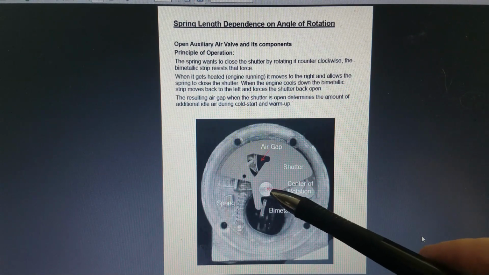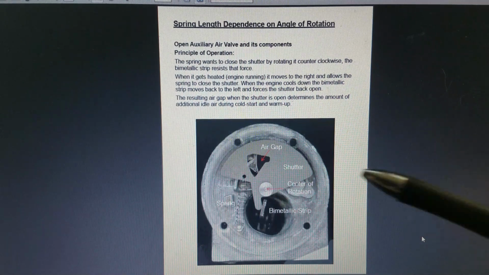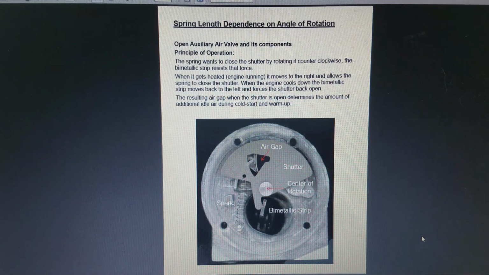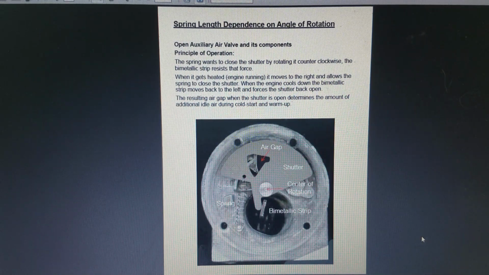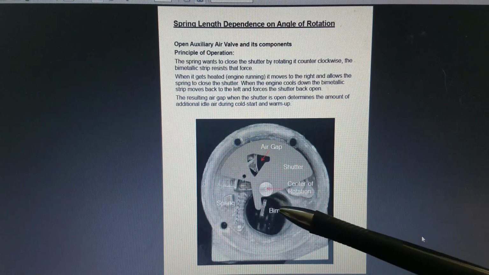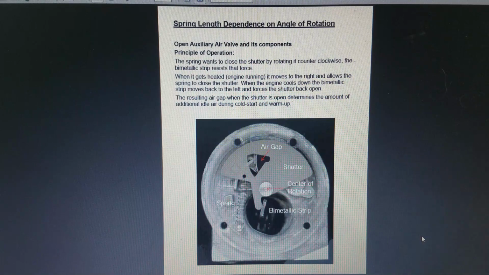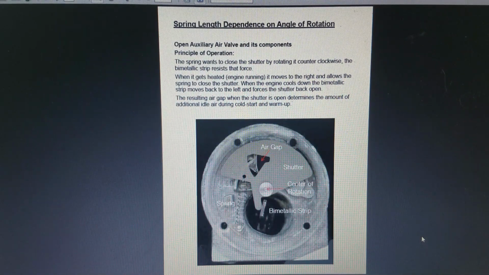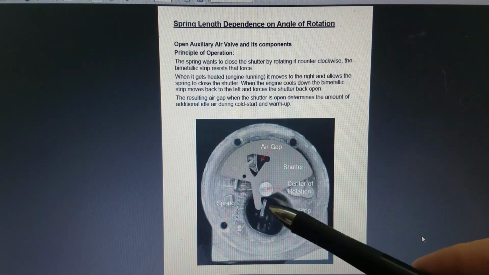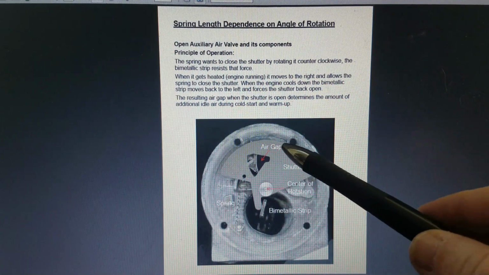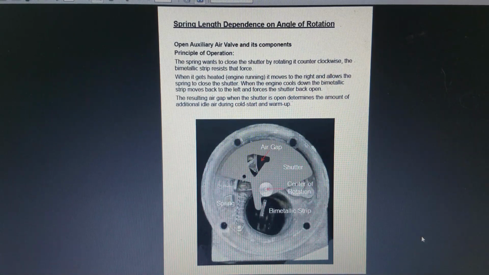This is the center of rotation. Then we have a spring here that tries to pull the shutter closed, and down here we have a bimetallic strip that pushes in this direction. So these two work against each other, and as the engine heats up, or the bimetallic strip is being heated, it moves away in this direction, thereby closing the shutter and making it move counterclockwise.